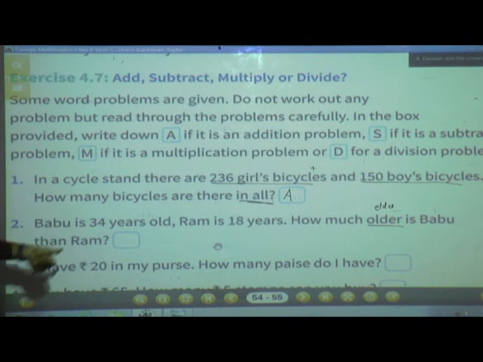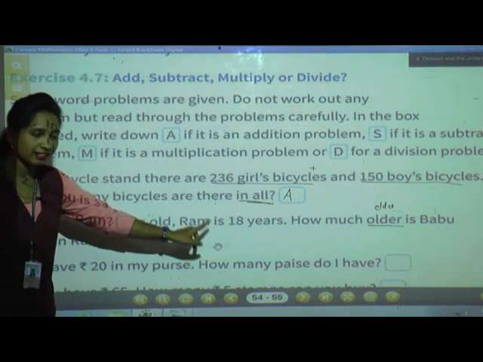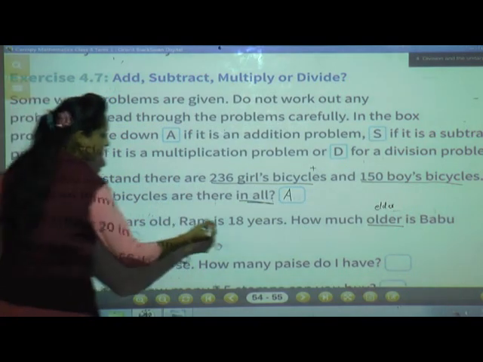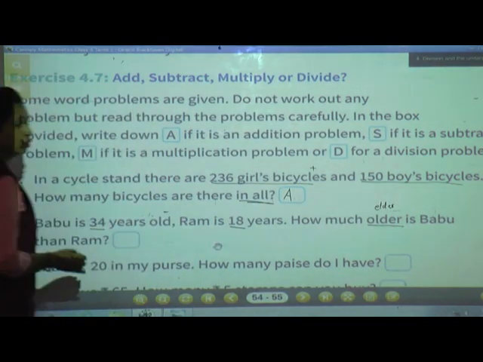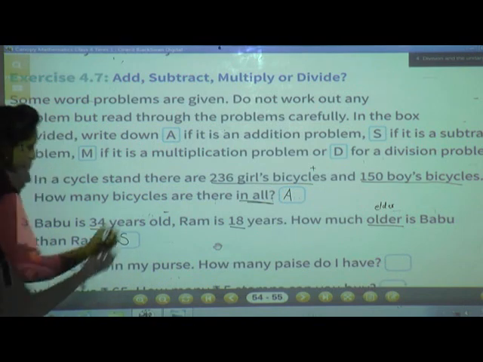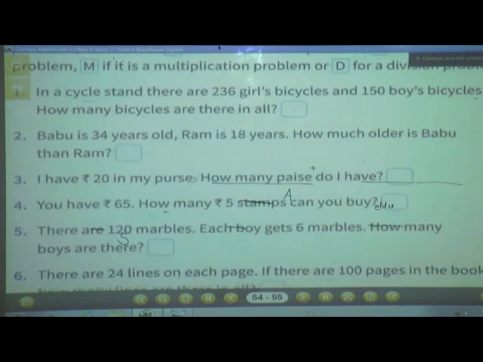If you want to find out how much Babu is elder than Ram, you will subtract 34 minus 18, isn't it? 34 minus 18. What you will do? You will subtract. So you will get the answer. So what we have done here? What we have to work out here? Subtraction. So write S for subtraction. Got it? Now we will move to the next sums.